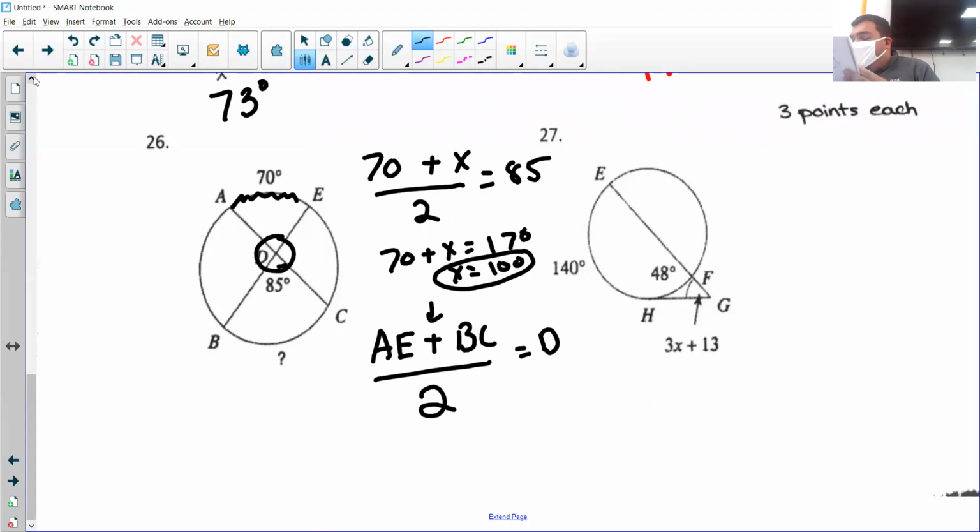Guys, the ones you definitely need to know from the last page are 29 and 36. The other ones are just harder versions of questions we already did. But 29 and 36, make sure you get those.